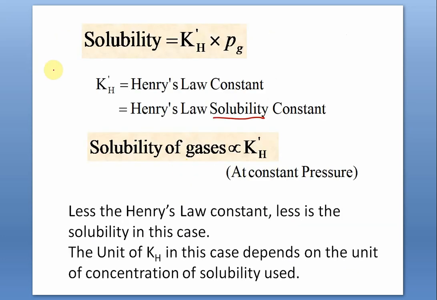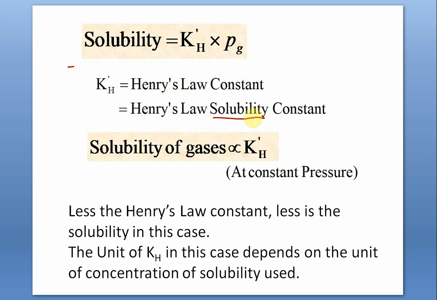Now see, solubility is, I deliberately gave a prime sign to distinguish between that Henry law constant where the y coordinate was pressure and the x coordinate was solubility. But here it is the opposite. The y coordinate is solubility and the x coordinate is pressure. And here the Henry law constant is branded as the Henry law solubility constant.